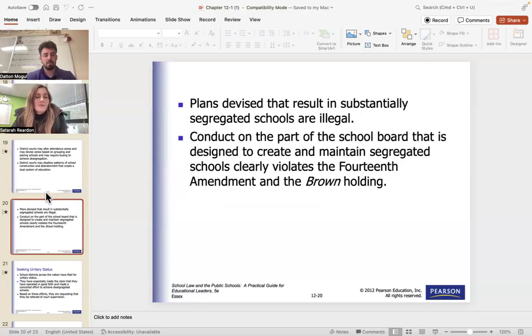Plans devised that result in substantially segregated schools are illegal. Conduct on the part of the school board that is designed to create and maintain segregated schools clearly violates the 14th Amendment and the Brown holding.